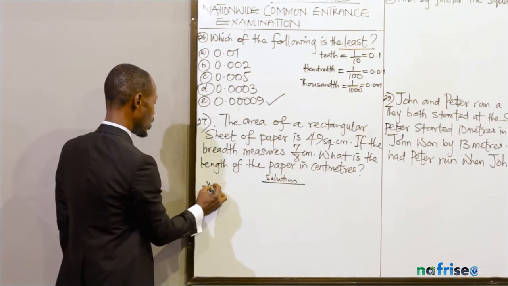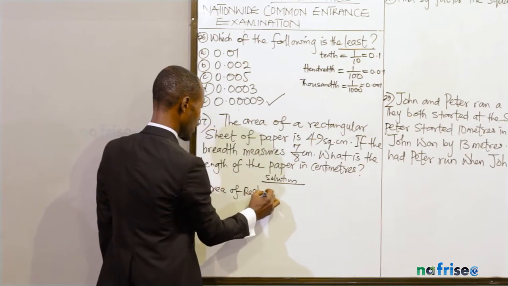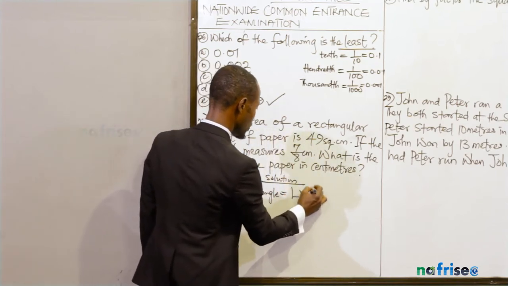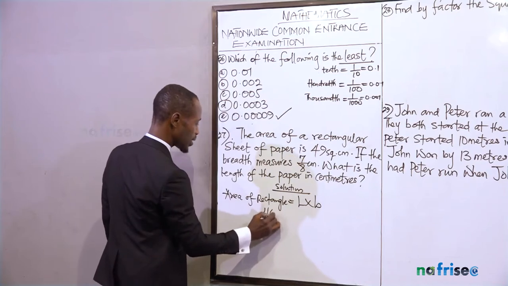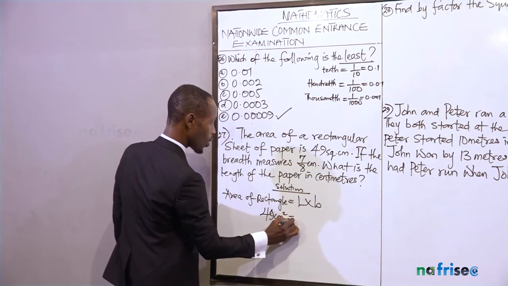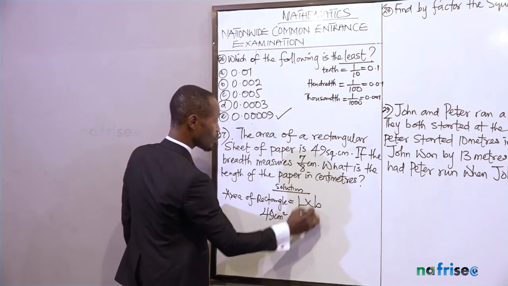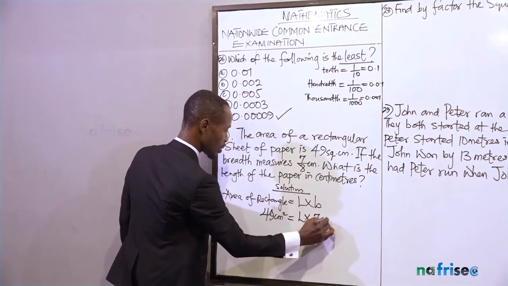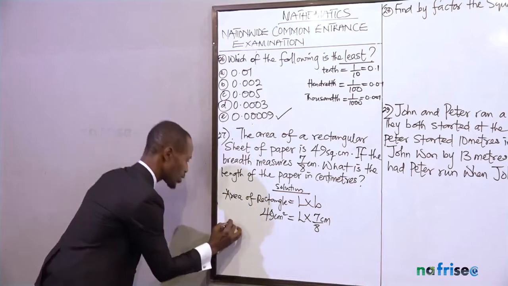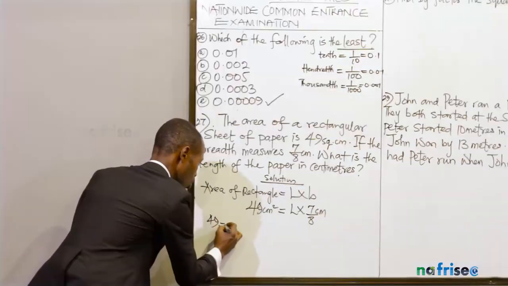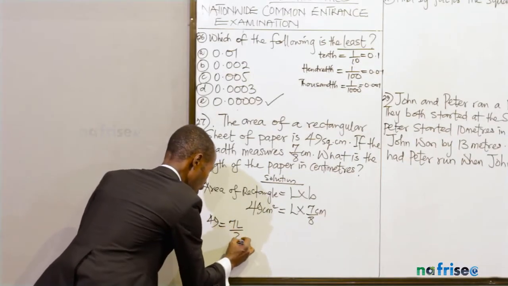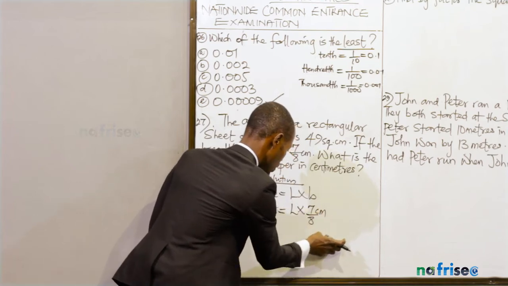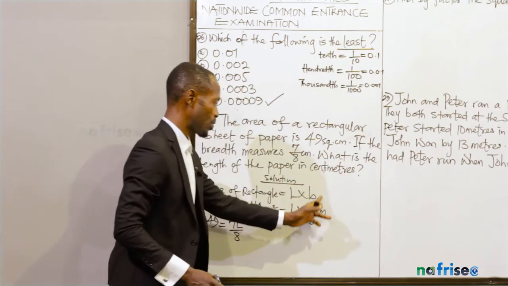In 27, they said the area of a rectangular sheet of paper is 49 centimeters square. You put a square centimeter, it's still the same as 49 centimeters square. If the breadth is measured as 7 over 8, what is the length of the paper? First thing first, area of rectangle, I believe you should know by now, equals what? Length times breadth. So if we have 49 centimeters square equals, with length we don't know, but breadth we know, because they give us breadth as 7 over 8 centimeter. So this will give us 49 equals 7L over 8. That means L times 7, 8 will be underneath. Length times breadth. The breadth is 7 over 8.